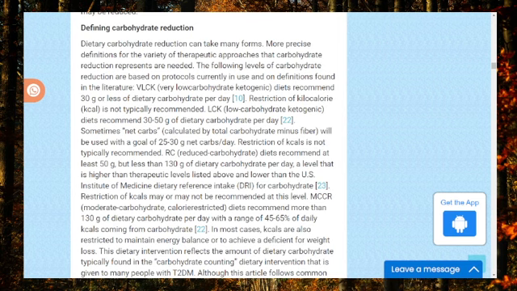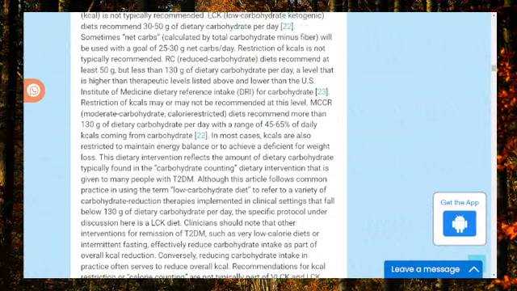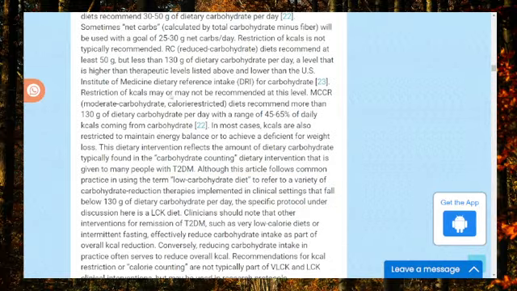RC, or reduced carbohydrate diets, recommend at least 50 grams but less than 130 grams of dietary carbohydrate per day, a level that is higher than the therapeutic levels listed above and lower than the US Institute of Medicine Dietary Reference Intake, DRI, for carbohydrate, reference 23. Restrictions of kilocalories or kcals may or may not be recommended at this level.